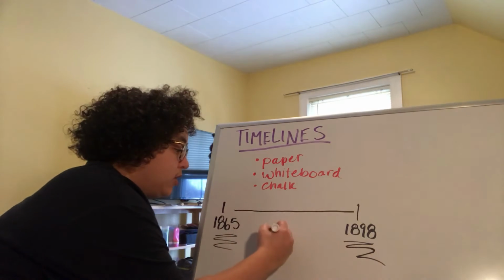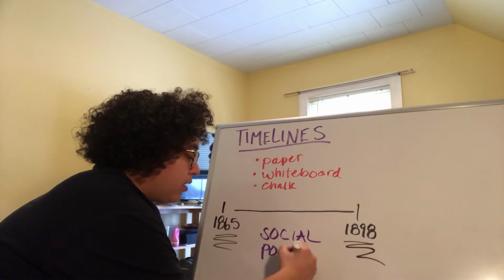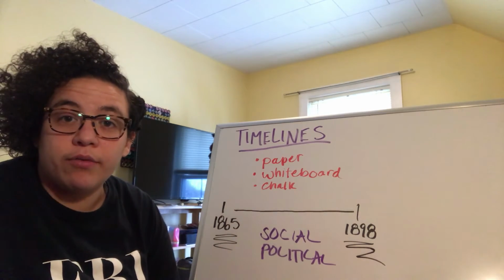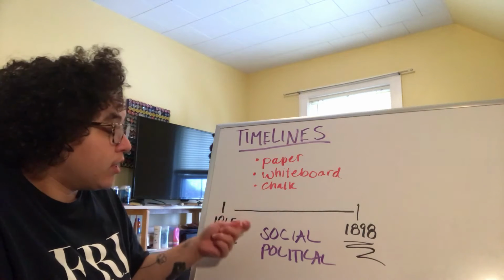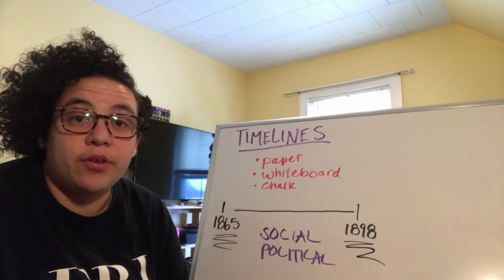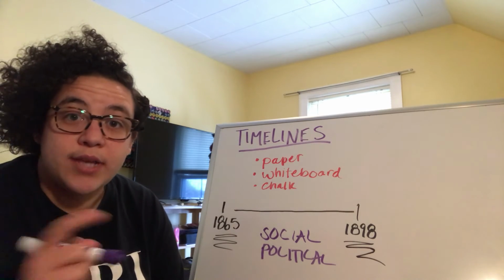You could make a social timeline, a political timeline, whatever. You can make this however you want to look at things. It's really useful to do this kind of thing because the prompts on the test are most likely going to look at one theme and one time period.